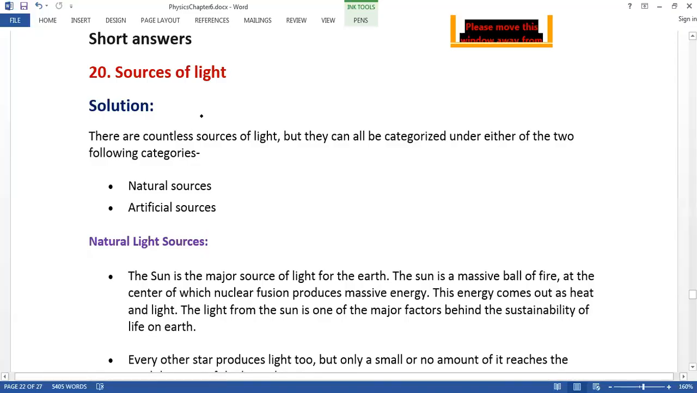So let us move on to the next question. That is the 20th question, which says, source of light. Explain the source of light. So let us discuss this question.